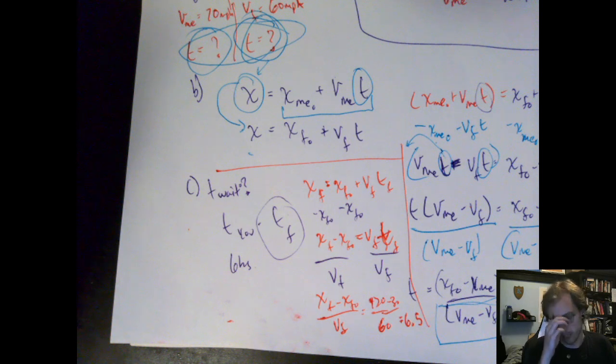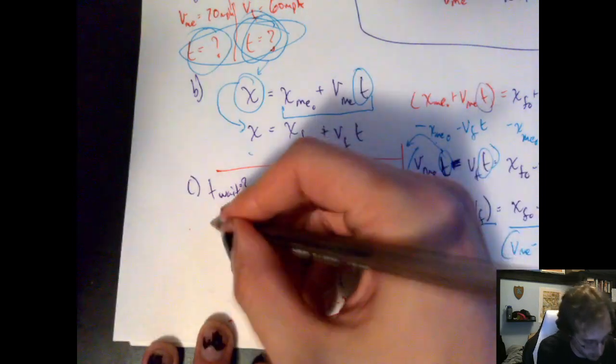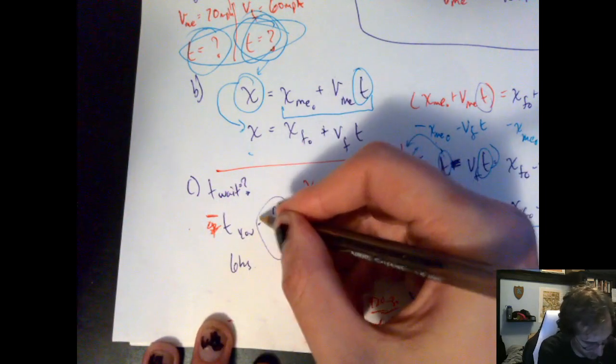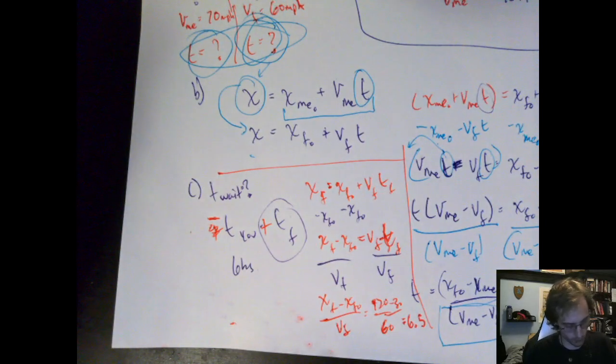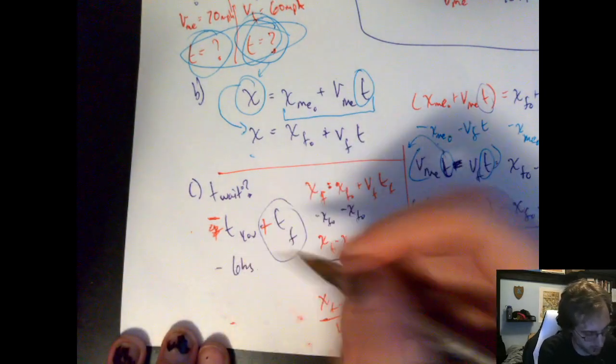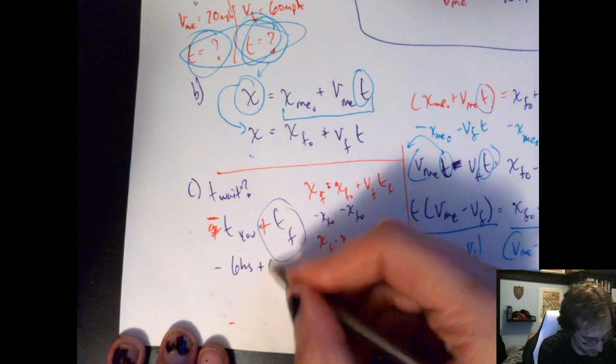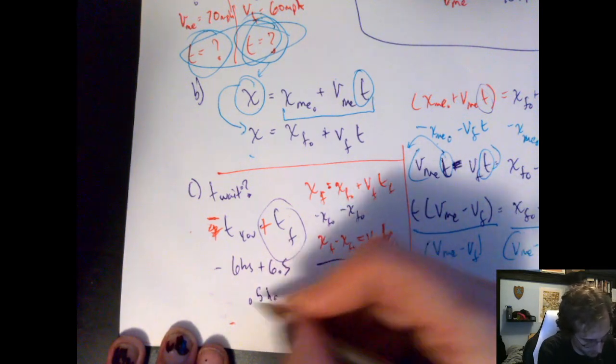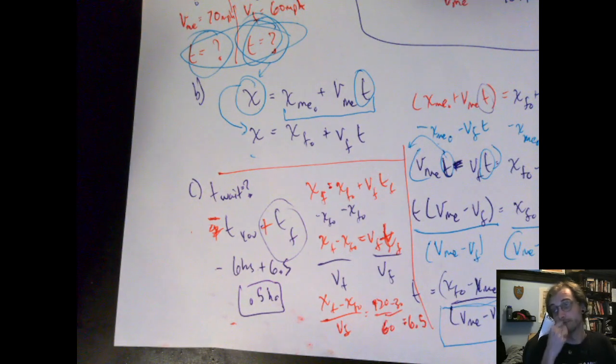I did the subtraction wrong. As an aside, if you're trying to figure out how long a person waits, you subtract the one that's presumably doing the waiting from the other. So this should be positive, this was positive. This should be negative, and this should be positive. So that'll give us -6 plus the 6.5 from our friend, which gives us half an hour that we're waiting.